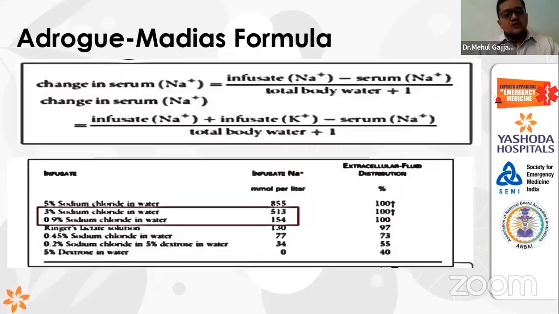There is a formula called Adrogue-Madias formula that determines the change in the serum sodium. The change in the serum sodium is equal to infused sodium minus serum sodium, upon total body water plus 1. The infused sodium is 3% saline, which contains a sodium level of 513 millimole per liter. So this formula is important.